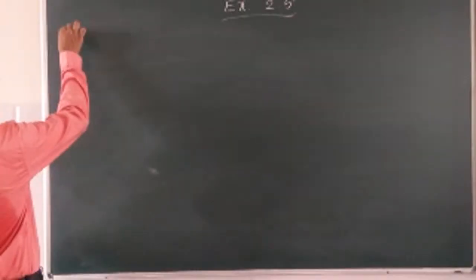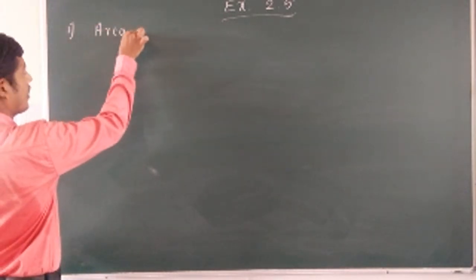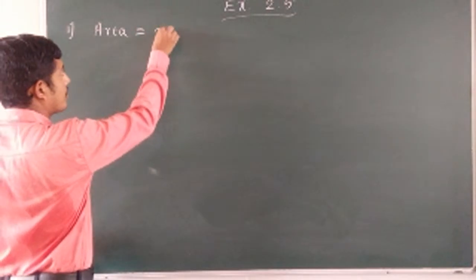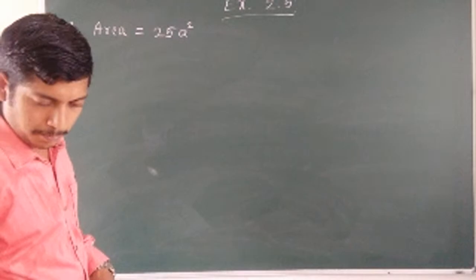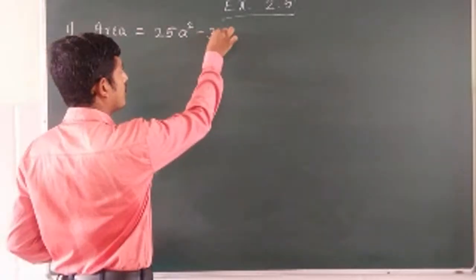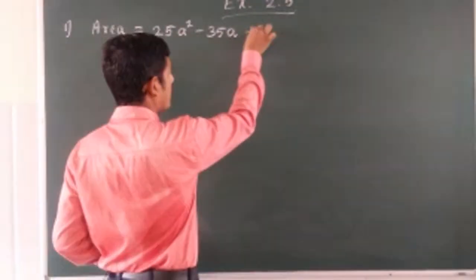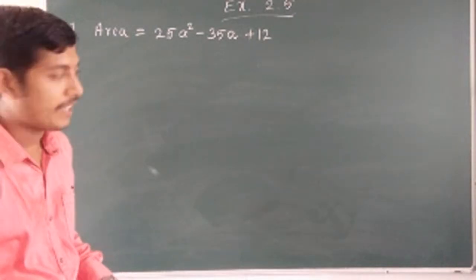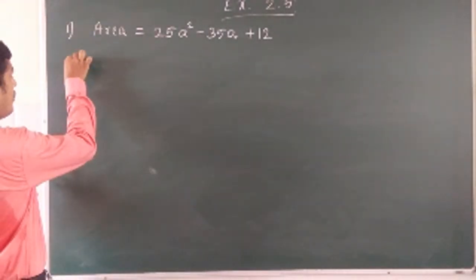So I will write the expression, that is area equals 25a square minus 35a plus 12. So this is the area of the rectangle. Now we have to find out the length and breadth. So I will solve this.